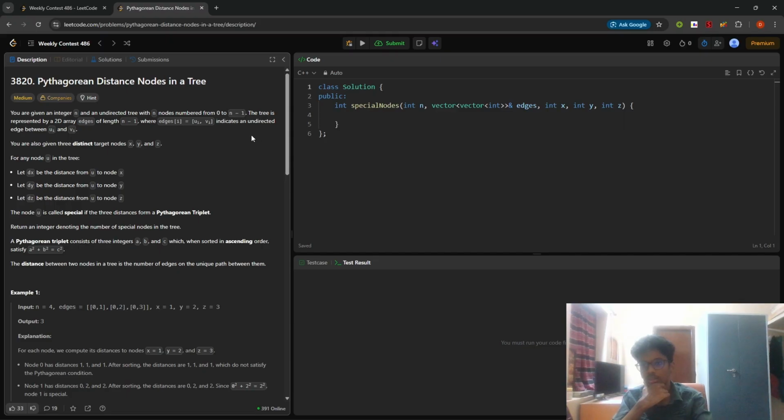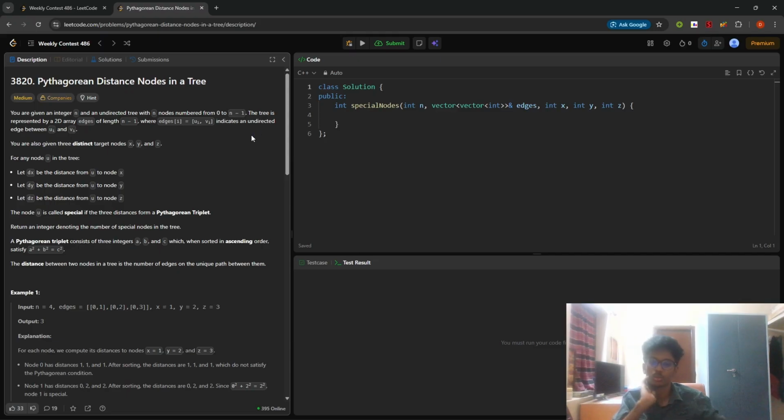You are also given three distinct target nodes x, y, and z. For any node u in the tree, let dx be the distance from u to node x, let dy be the distance from u to node y, and dz be the distance from u to node z. Fine. So we'll be having these distances, and we need to find whether dx, dy, and dz form a Pythagorean triplet or not.